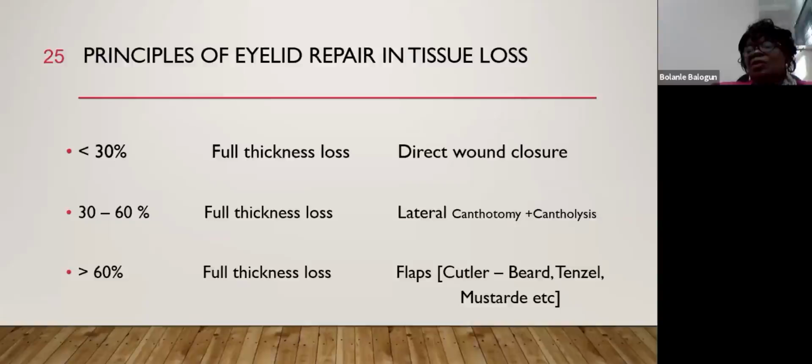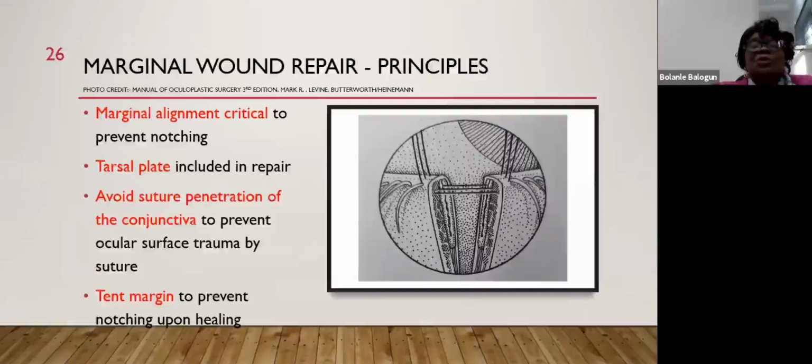You can also do the tensile semicircular flap, in which case you make a semicircular incision and it helps to mobilize the eyelid further. Or you can take a Mustardé flap, but that means you have very huge tissue loss, and that's also an extensive procedure. So this is what happens when we are trying to repair our marginal wounds.